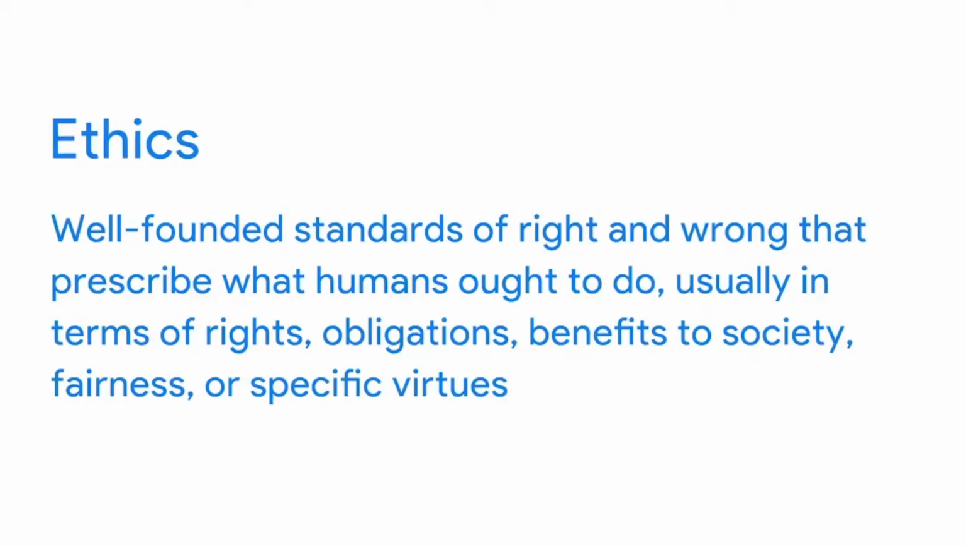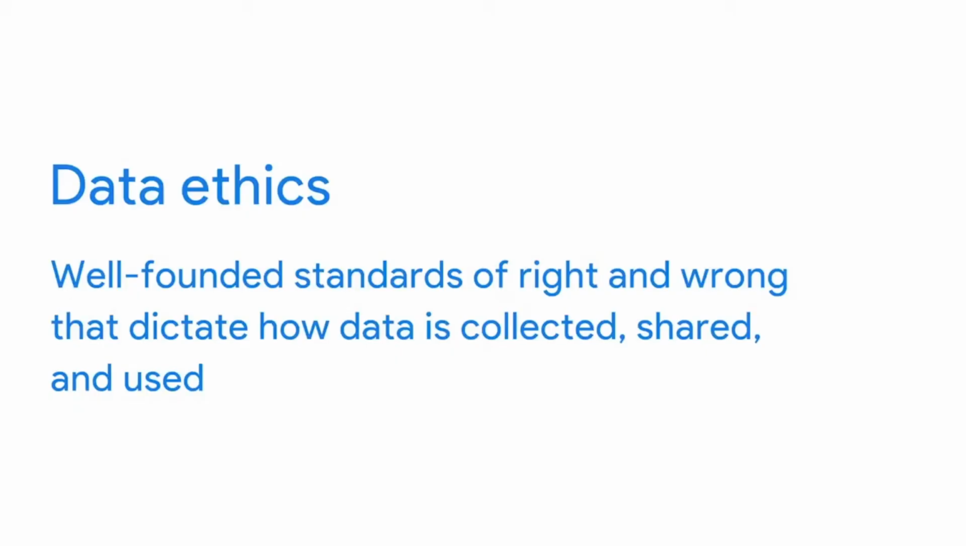While an exact definition is still under discussion in philosophy, one practical view is that ethics refers to well-founded standards of right and wrong that prescribe what humans ought to do, usually in terms of rights, obligations, benefits to society, fairness, or specific virtues. And just like humans, data has standards to live up to as well. Data ethics refers to well-founded standards of right and wrong that dictate how data is collected, shared, and used.